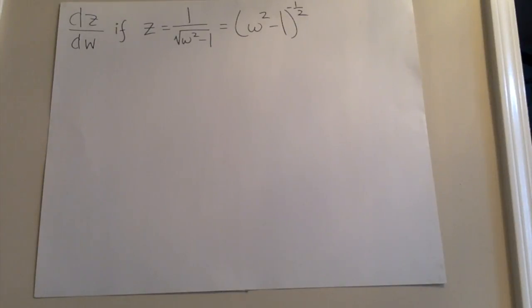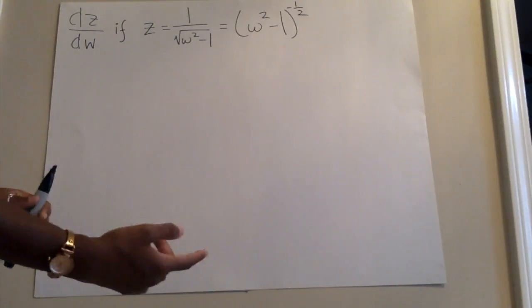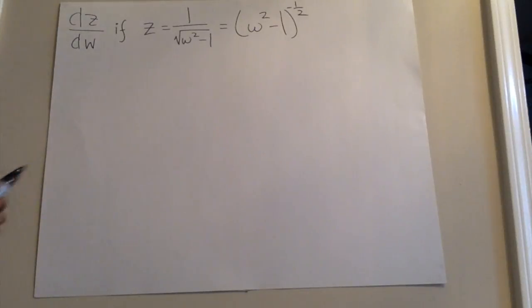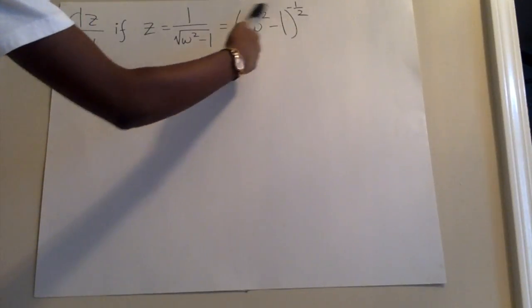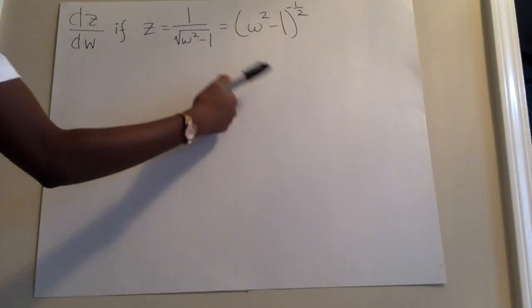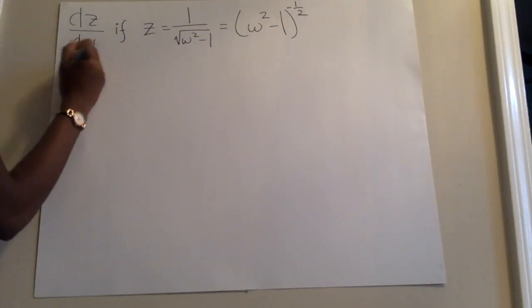So chain rule says to take the derivative of the outermost function with respect to the inner function and then multiply that by the derivative of the inner function. Well, here the outermost function is something being raised to the negative 1 half power. So by power rule, we will take this negative 1 half, transplant it in front of the w squared minus 1.